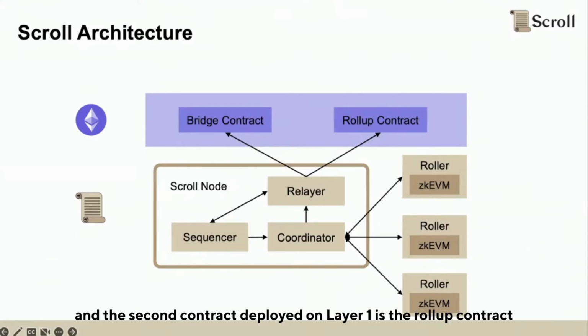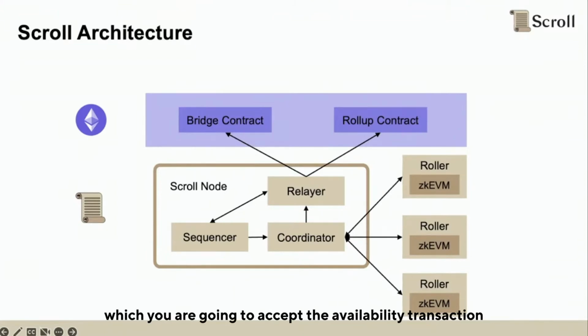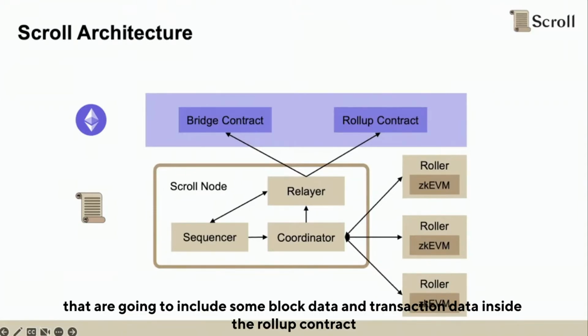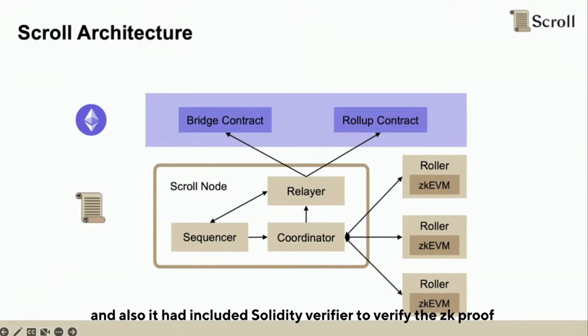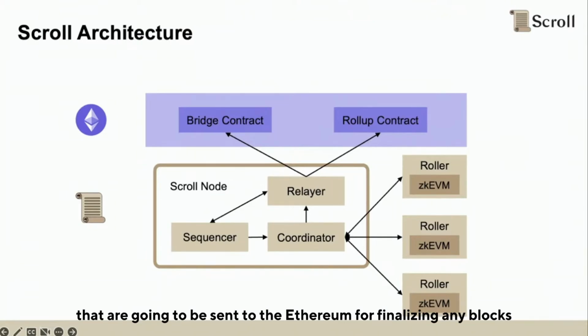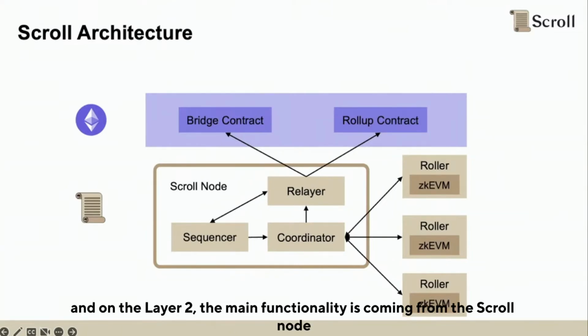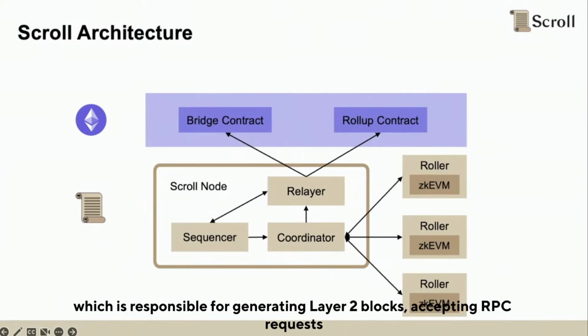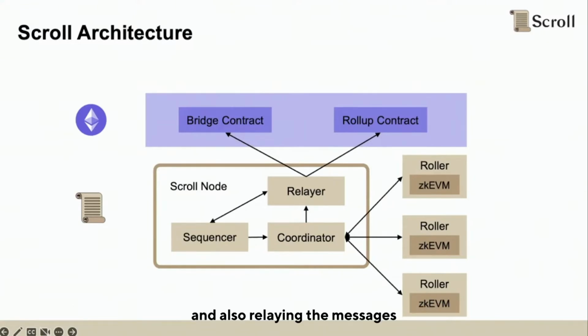The second contract deployed on layer 1 is the rollup contract, which accepts the data availability transactions that include some block data and transaction data inside the rollup contract. It also includes a Solidity verifier to verify the zk proofs that are sent to Ethereum to finalize blocks. On layer 2, the main functionality comes from the Scroll node, which is responsible for generating layer 2 blocks, accepting RPC requests, relaying messages, and also generating the proofs.